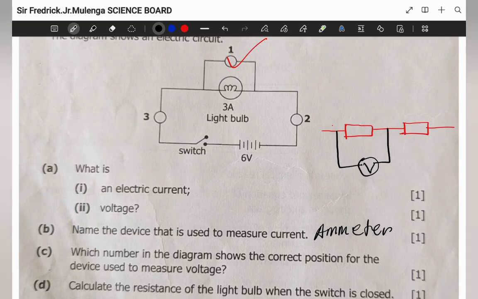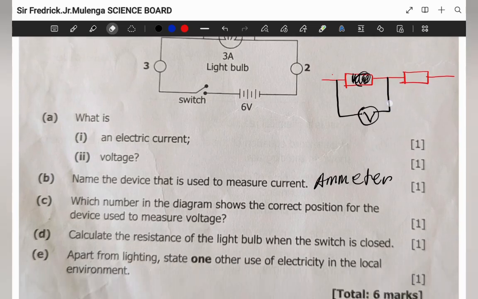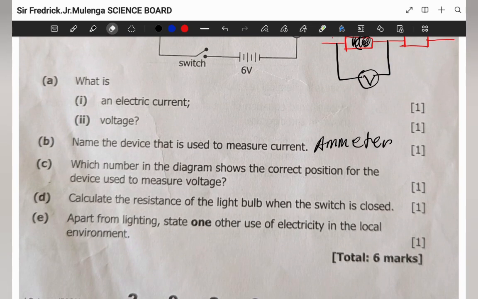So 1 is the correct position of the voltmeter when you are measuring voltage at this component. This means that this voltmeter will read the voltage, the amount of energy this component is using right here. So those are the key things you're supposed to say there. Okay, so you put 1 there.